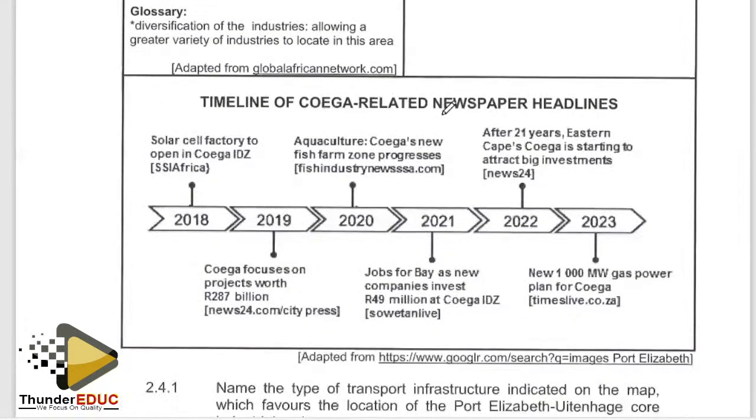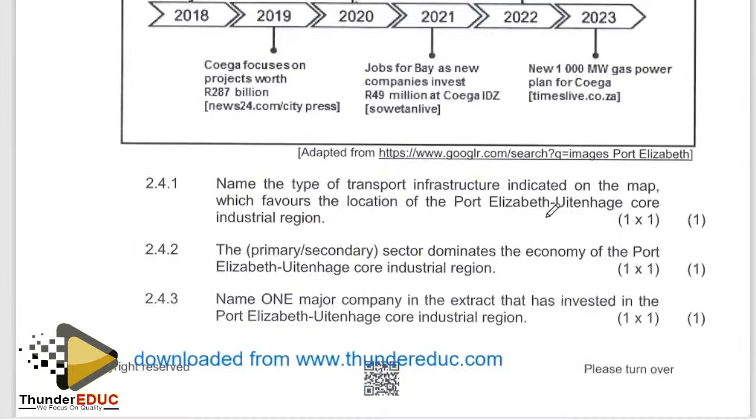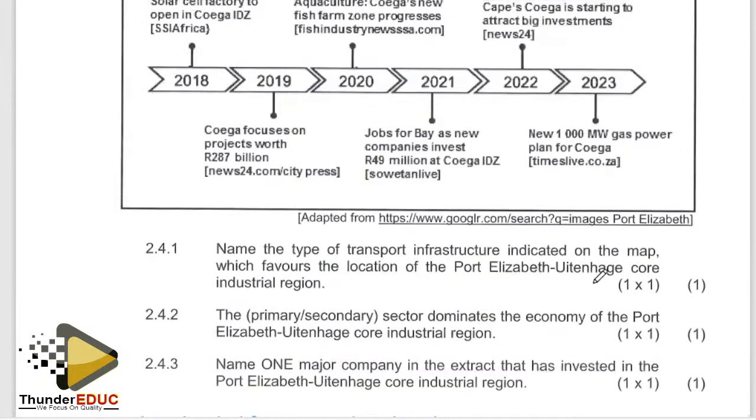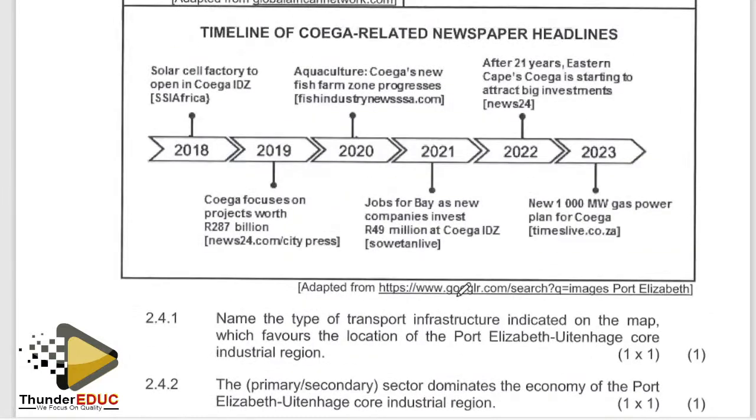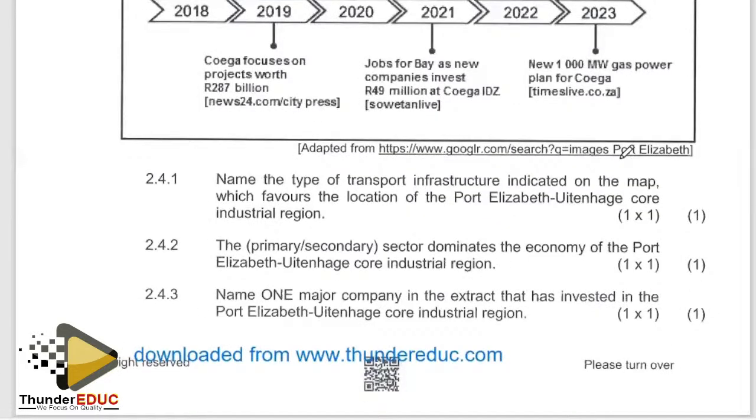There's also a timeline of Coega-related newspaper headlines. Here it shows the timeline from 2018 to 2023, what has been happening. So the first question is, name the type of transport infrastructure indicated on the map which favors the location of the PE industrial region. Obviously, the only transport sector indicated is the harbor. So here, write harbor.